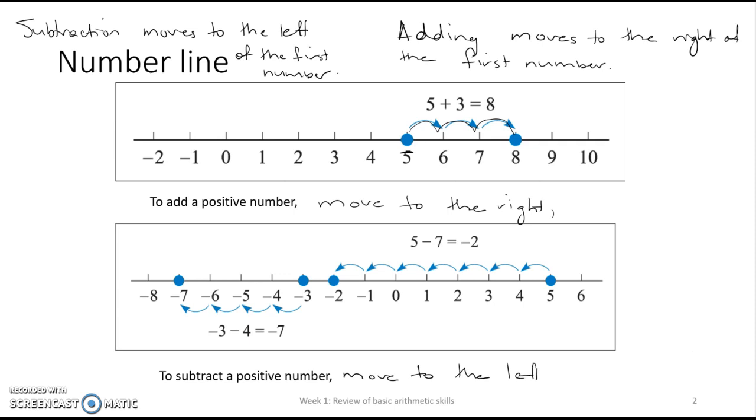For example, in this case, we're going to start at 5, and we're going to take away 7, so we're going to go 1, 2, 3, 4, 5, 6, 7, and we end up at -2. For the next one, -3 minus 4, we're going to start at -3. We're going to move to the left 4 units, 1, 2, 3, 4, and we end up with -7.